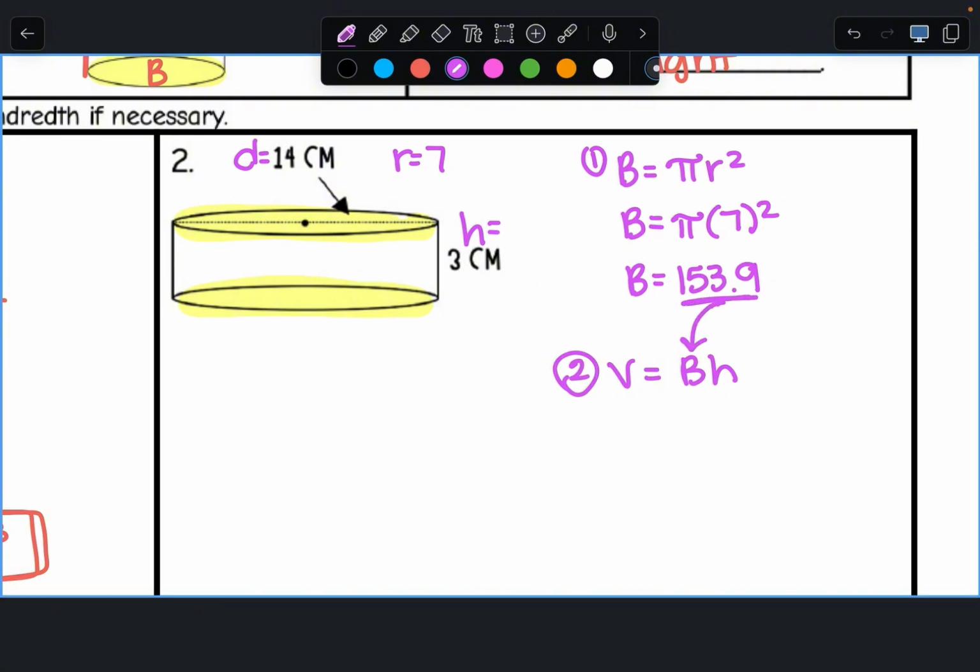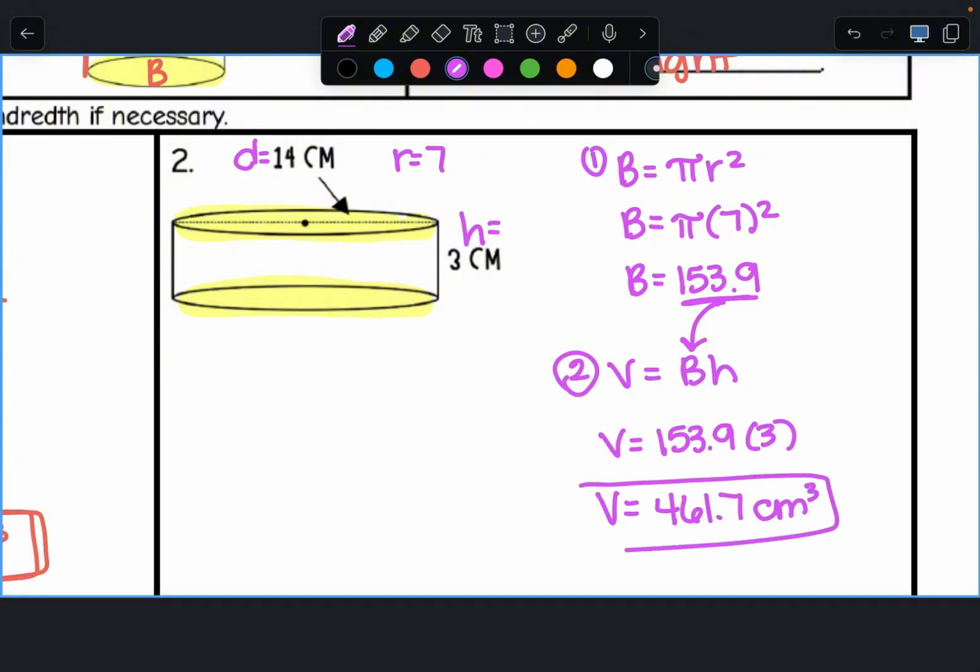Okay. So 153.9 times 3. So the volume of this cylinder is 461.7 centimeters cubed. Volume is cubed. Area is squared, volume is cubed. So little 3.